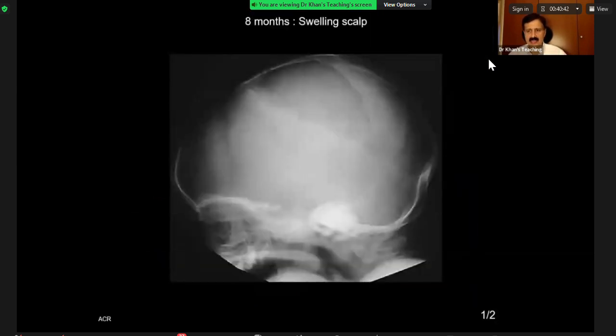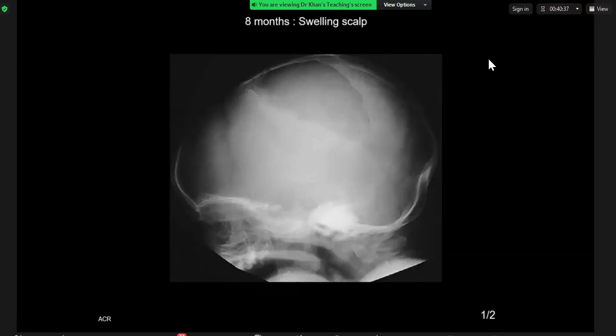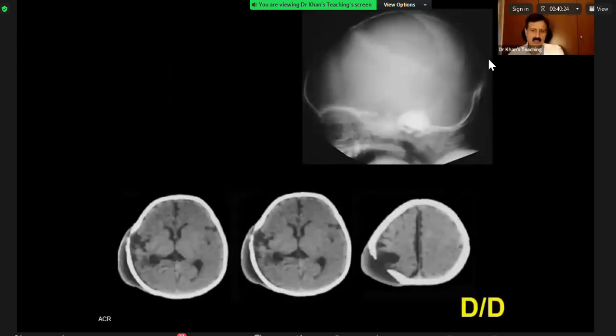8-month-old baby, swelling in the scalp, what is happening? So there is a fairly geographic area of lucency in this patient's skull towards the vertex. This appears to be a leptomeningeal cyst, probably in keeping with a growing fracture. Excellent. So a leptomeningeal cyst, what happens is that when there is a fracture, there is a dural tear, and the arachnoid can go in between the 2 fractured segments.